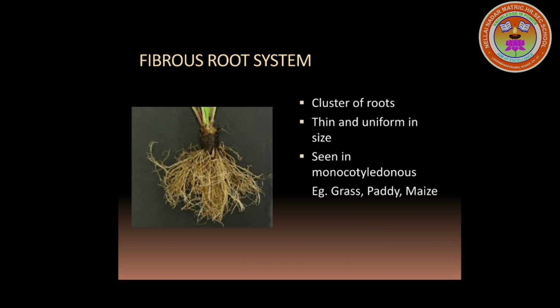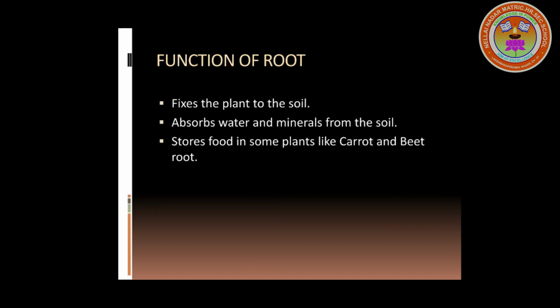What are the plants which have this fibrous root system? You can see this type of roots in all monocot plants, that is, plants with parallel venation, for example grass, paddy, maize, etc. So these are monocot plants. In these plants we will see the fibrous root systems. Are you clear? Yes.